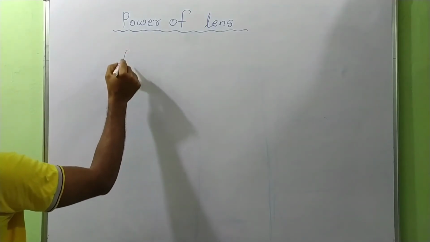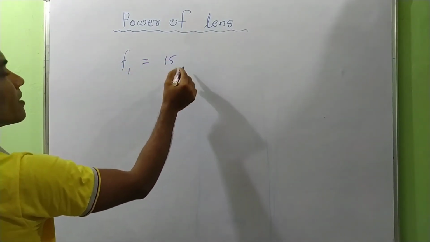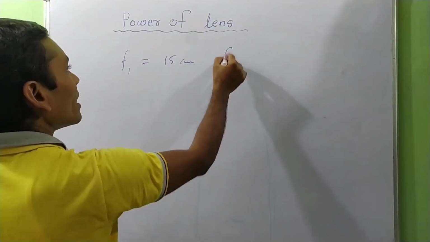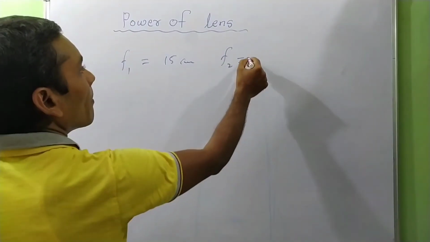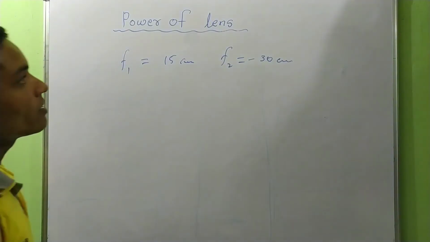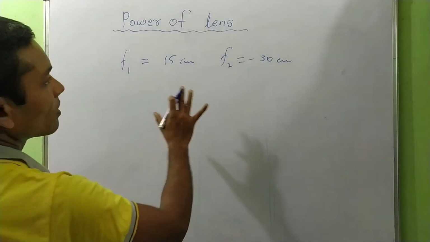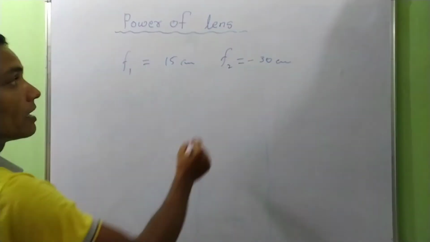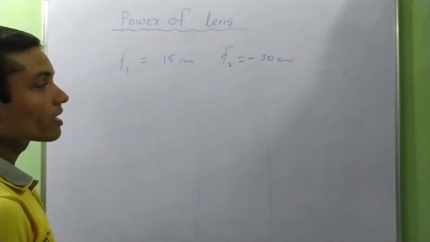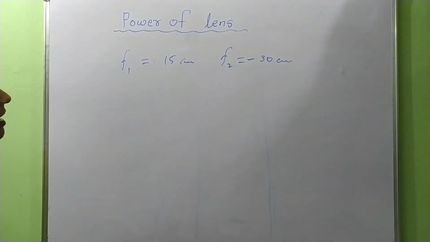The focal length of the first lens is f1 equals 15 centimeter and the focal length of the other lens is minus 30 centimeter. What will be the power of the combination? We have to find the equivalent power for the combination. Here the minus sign is given, meaning the second lens is a concave lens. Here positive is there, that's why the first lens will be a convex lens.